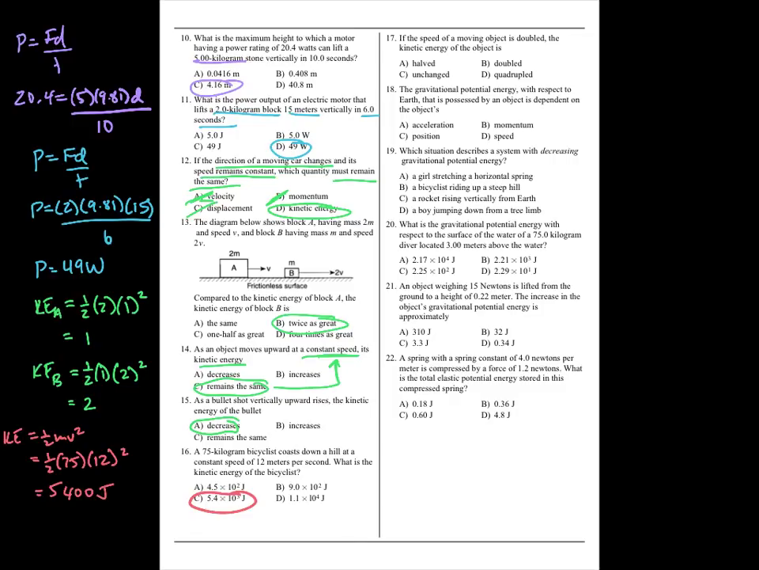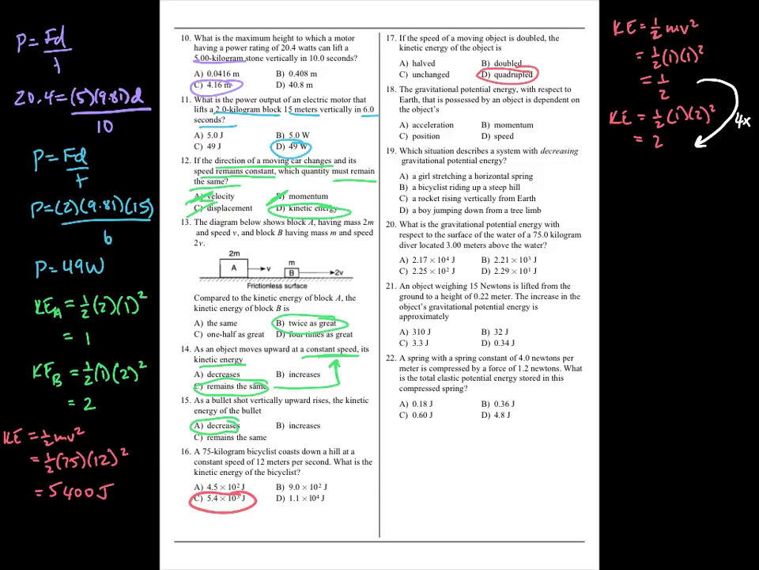Number 17. If the speed of a moving object is doubled, the kinetic energy is quadrupled. Remember dummy variables? Let's pretend originally that everything is equal to 1. That's what you get. Now if you double the speed, then it becomes that. Now we just have to pay attention to the difference here. 1/2 to 2, that's quadrupled.